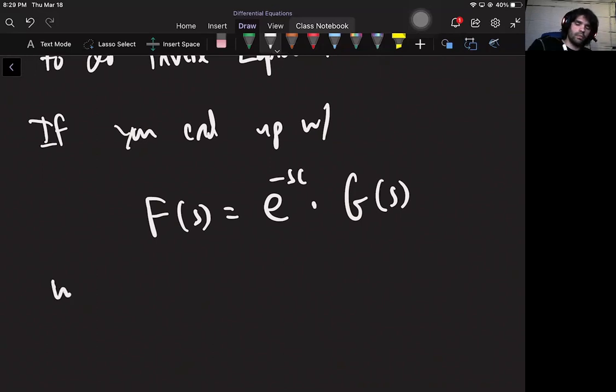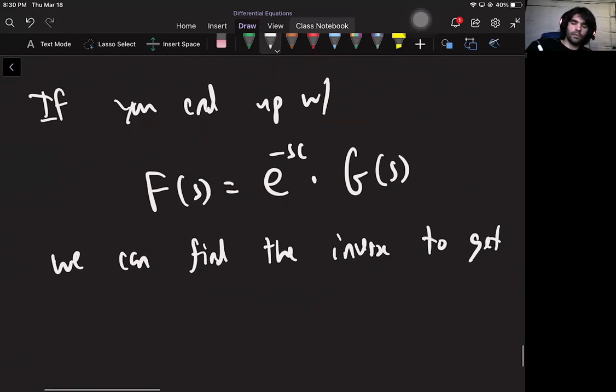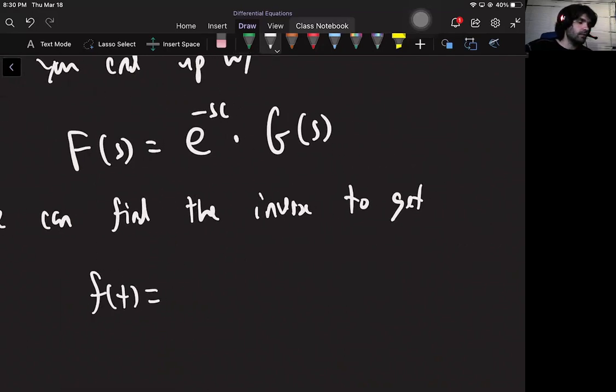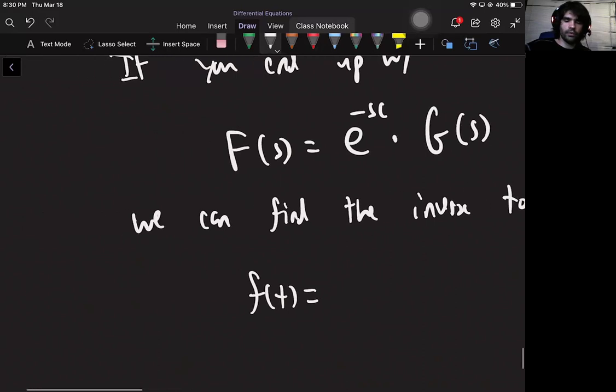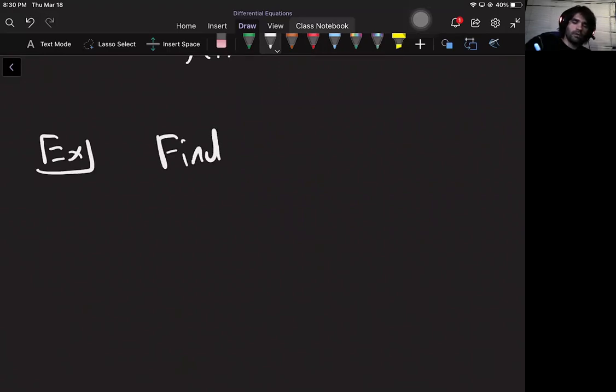Okay, so then we can find the inverse to get f of t equals something, and it's going to be a step function. Okay, so let's see an example. We won't jump into solving a problem, but we will just calculate some inverse Laplace transforms for some practice.